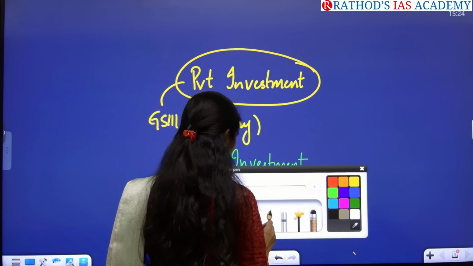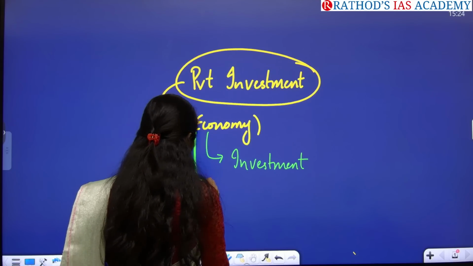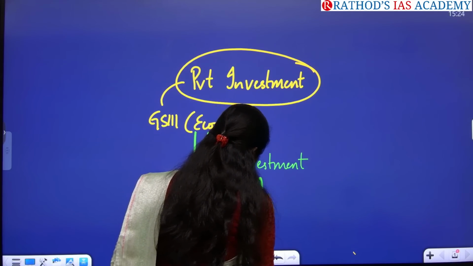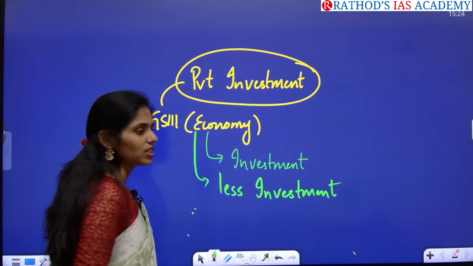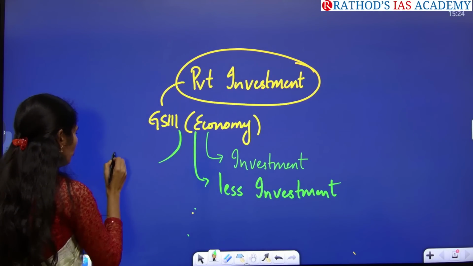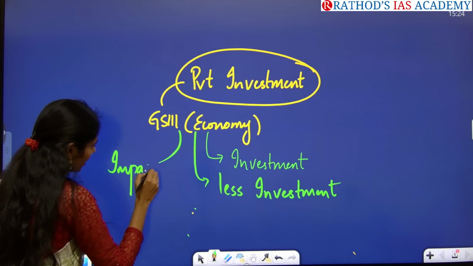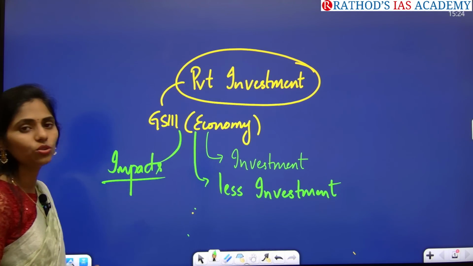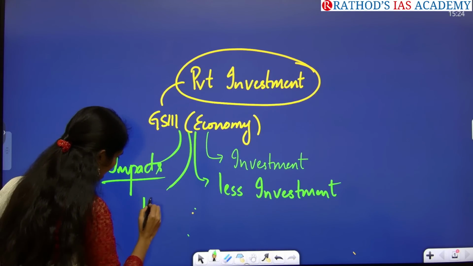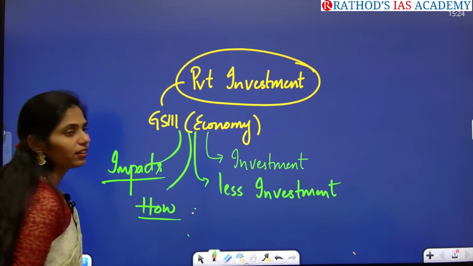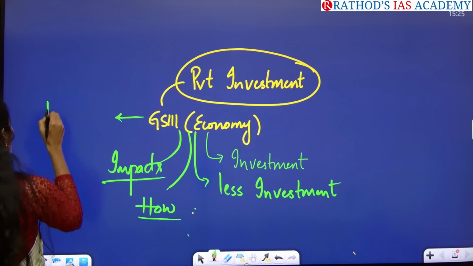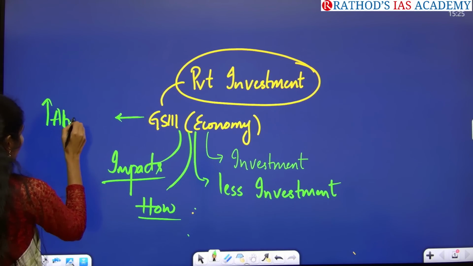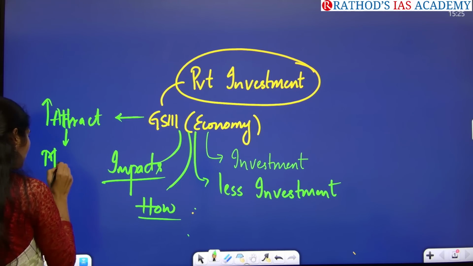Here you have to see what the reasons are why we are attracting very little investment now. The problem is we are not attracting the proper investment, so what is the reason? And you have to see what the impact is. If you are attracting more investment, what is the use? And you have to see in how many ways we can increase this investment. If you are getting very little investment, how can we attract more? So we have to look at this also. That means here you have to focus on the measures.